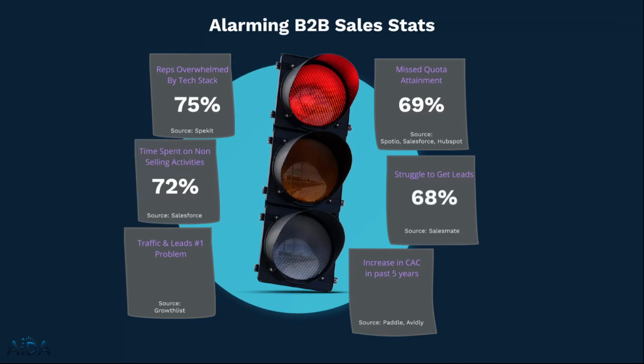On top of that, 68% of sales reps say they struggle to get leads. And from a company perspective, 61% say they have traffic problems. Companies say over the course of the past 5 years, their cost of acquisition has increased by 50%. With all those things, it's squeezing profits, it's increasing costs, it's increasing our quotas, which affects why we're missing our quotas. So there is a better way.